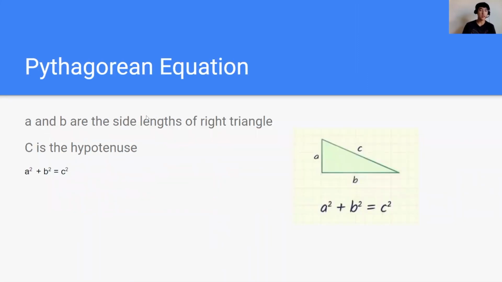So the Pythagorean equation, there are three variables, A, B, and C. A and B are the side lengths of the right triangle, as you see in the diagram on the right side. And C is the hypotenuse. And the Pythagorean equation that we can make from this diagram of a right triangle is A squared plus B squared equals C squared. So this is the equation that you have to remember. But first we have to know why this equation makes sense and where it comes from.